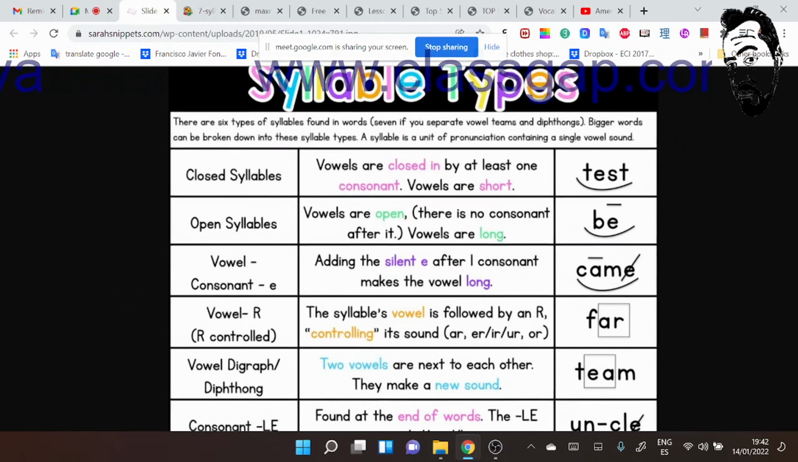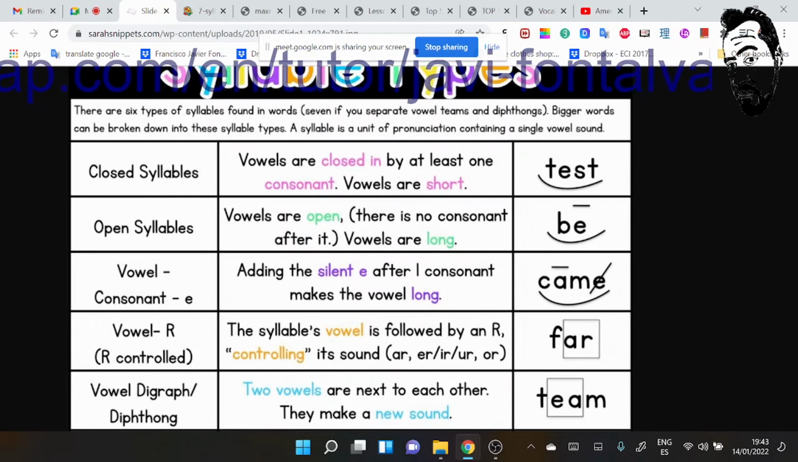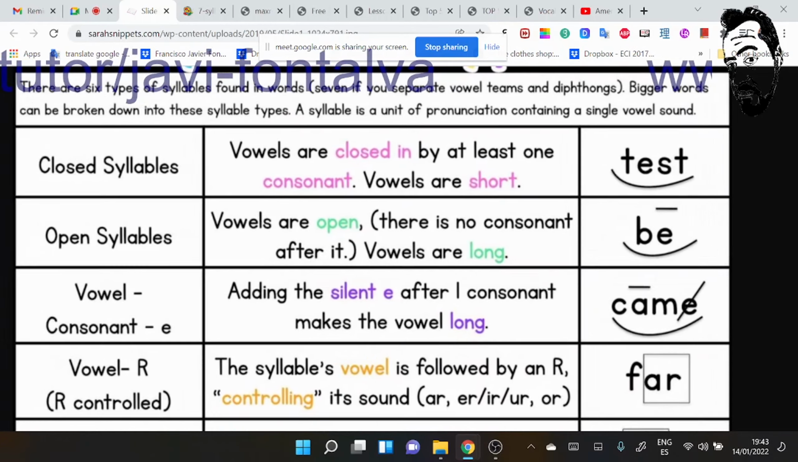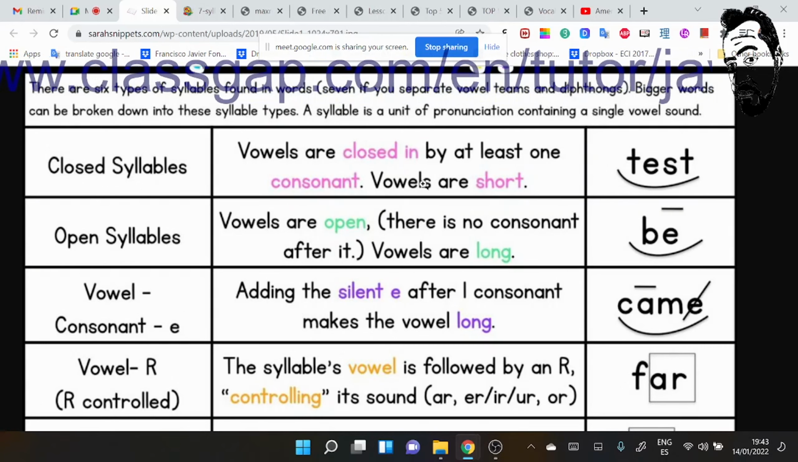Okay. We're gonna start talking about syllables, okay? Syllable types. This is important so you know how to pronounce the vowels. Okay, so let's start. So we have what we call closed syllables, okay? The name is not really important. What is important is to understand this in the middle.